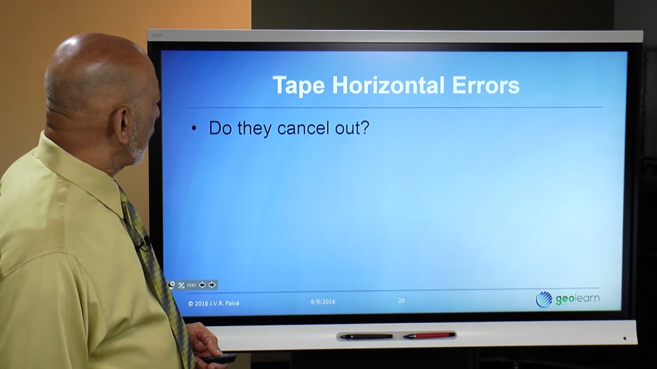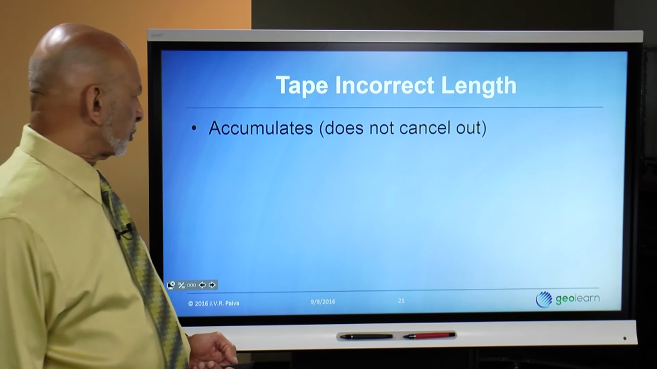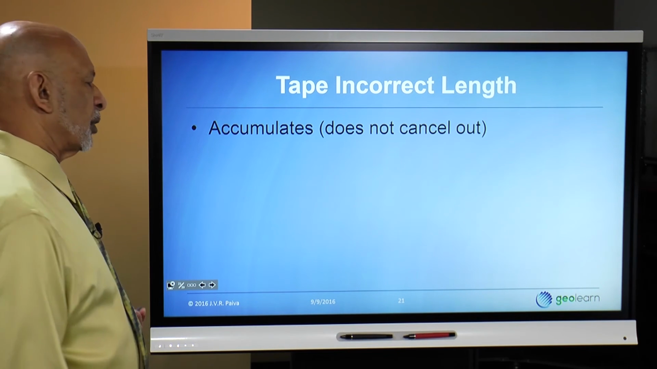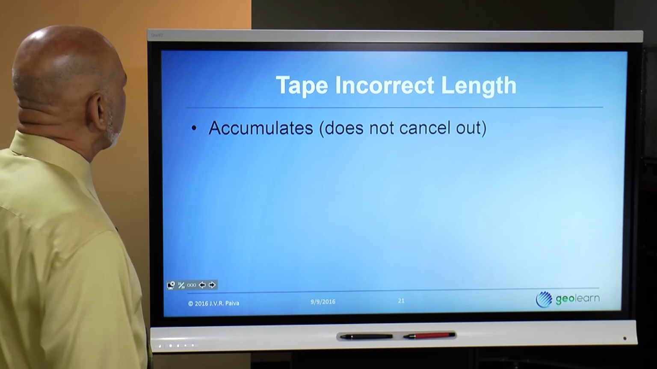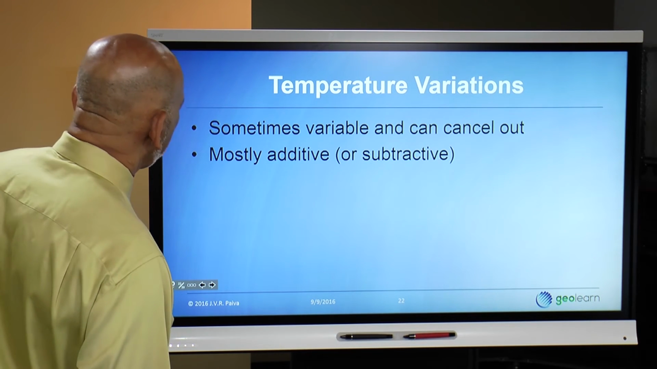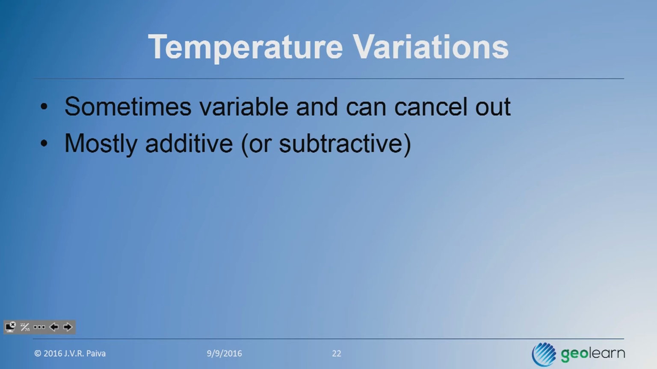Tape horizontal errors. So if the tape is not horizontal, do they cancel out? Tape that's incorrect length, let's say the tape is too long or the tape is too short, that doesn't cancel out. It always accumulates. Temperature variations, this is an interesting one, because if you are measuring during the course of a day and you have temperatures that go up, then they go back down, and it's all the same line, keep in mind it has to be the same line, it could be they cancel out. But that's not a really good excuse. You can't count on that.